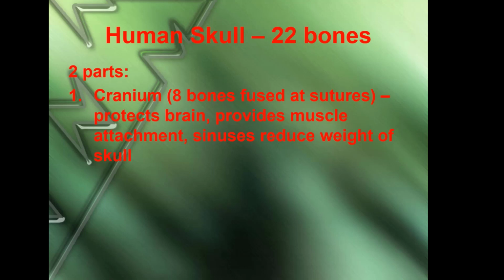This cranium protects the brain and provides muscle attachment and sinuses, and it reduces the weight of the skull through the sinuses. The second part is the facial bones. They are 14 bones. They give shape to the face and also provide muscle attachment.